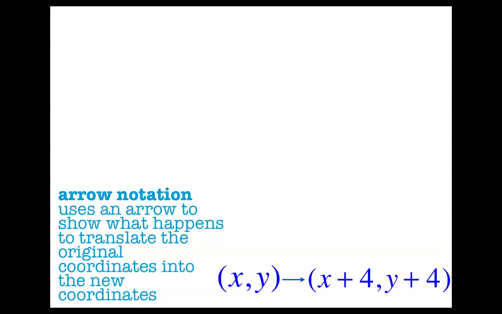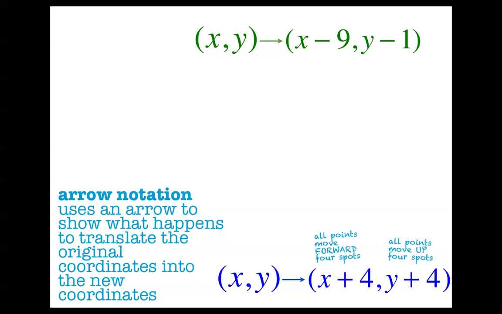Arrow notation uses an arrow to show what happens to translate the original coordinates into the new coordinates of the new image. So what this rule basically says is you take every x coordinate and you add 4, and you take every y coordinate and you add 4. And that tells us that we went forward 4 spots and that we went up 4 spots, and that we're doing it to every point on that shape so that we get a congruent shape to what we originally had. It's just a new image, a new version of that shape that's translated forward and up.